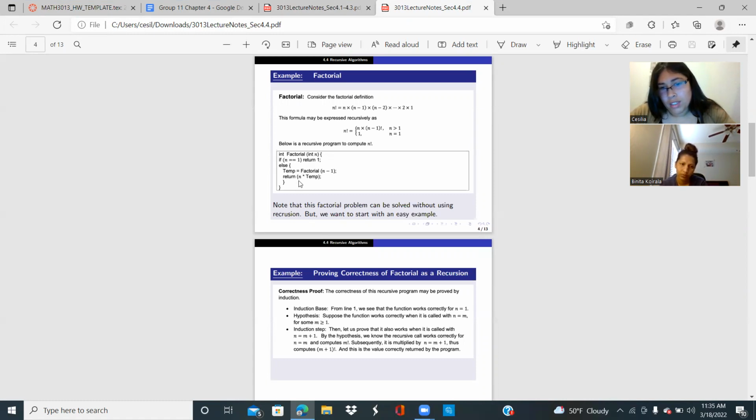So the induction step: let us prove that it also works when it is called with n equals m plus 1. By the hypothesis, we know that the recursive call works correctly for n equals m, and it computes m!. Subsequently, it is multiplied by n equals m plus 1, thus computes (m plus 1)!. And this is the value correctly returned by the program.